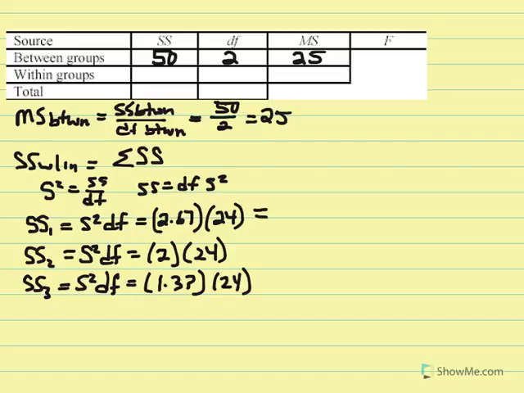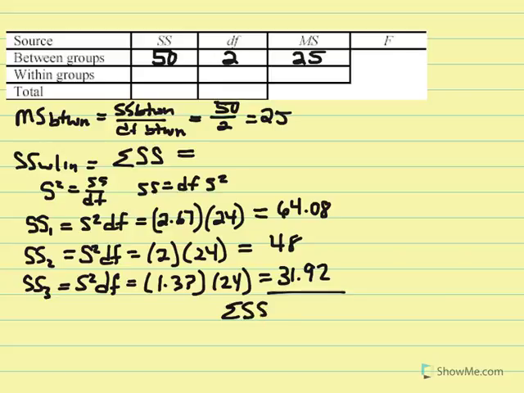So this product is equal to 64.08. 2 multiplied by 24, we get 48. And then 1.33 multiplied by 24, 31.92. And again, ultimately what we want is the sum of all sum of squared deviations for the three conditions. So if we take the summation here, sum of SS, we get 144. I'm just adding these values here. So SS, sum of SS across conditions is equal to 144.